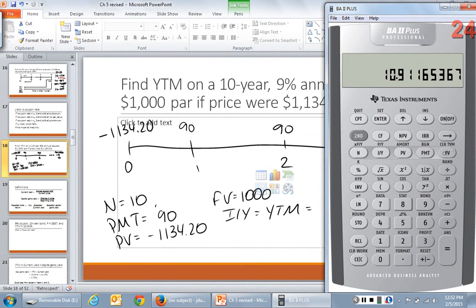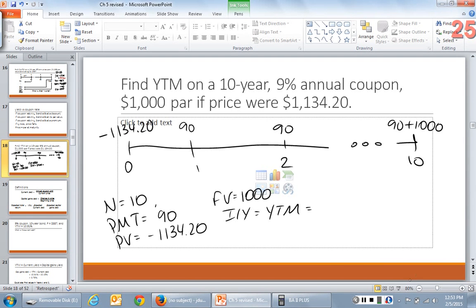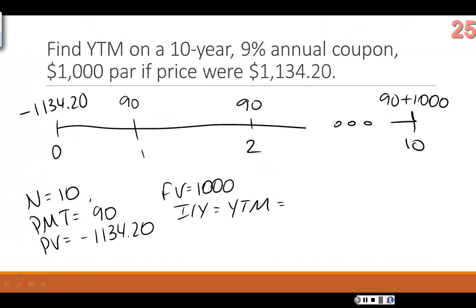So clear your time value of money. N is 10. The payment is $90. The bond costs $1,134.20, it's a negative. And the face value is $1,000. So we compute the interest rate, and we get 7.08%. So the yield to maturity on this bond is 7.08%.